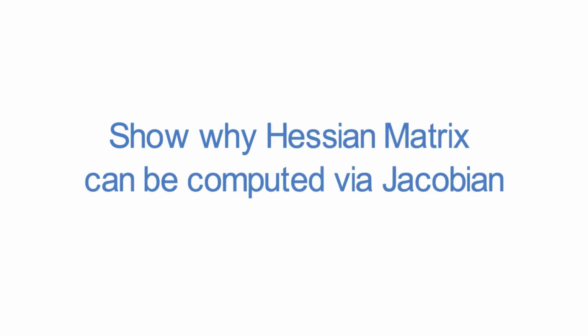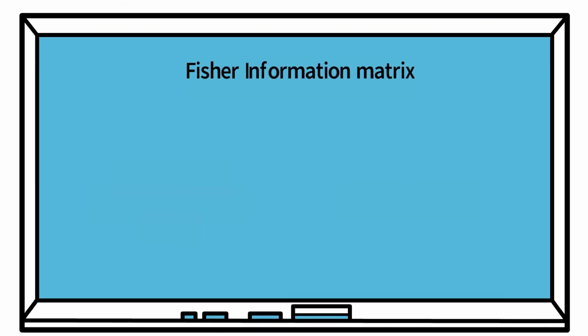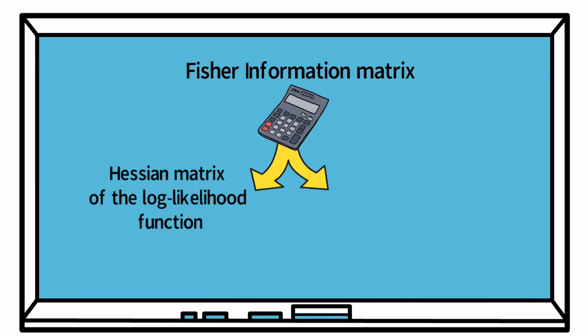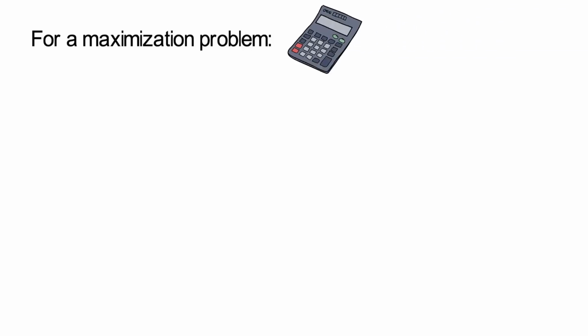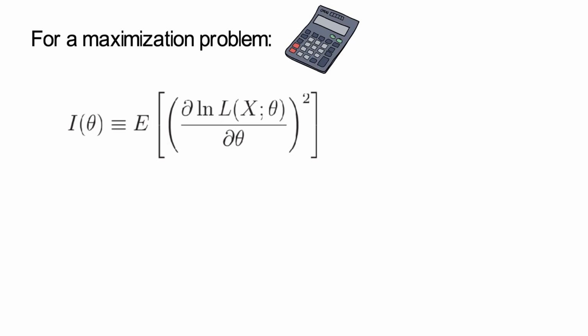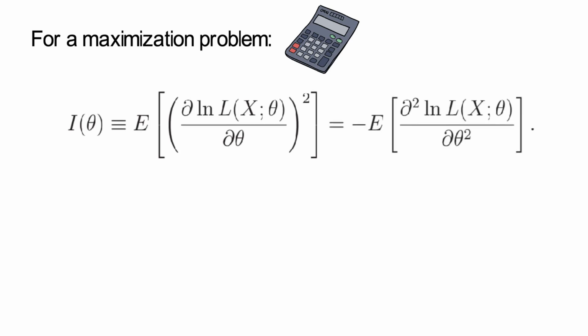In this video, I want to prove that the Fisher information matrix can be computed as the Hessian matrix of the log likelihood function or via the squared Jacobian, both evaluated at the MLE estimate. So here in more detail. I'm going to show that for a maximization problem, you compute the Fisher information matrix either by using the expectation of the Jacobian of the log likelihood function to the power of 2, or as minus the expectation of the Hessian of the log likelihood function.